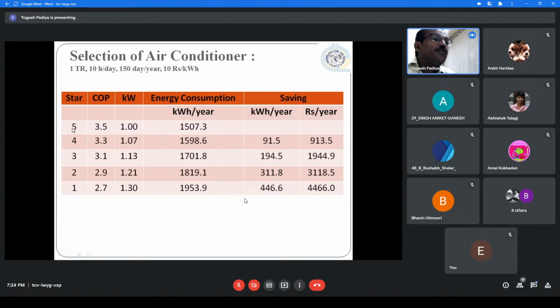Now let us assume you are going to purchase a 1 ton AC, and you know that I am going to use my AC 10 hours per day, and I am not going to use it throughout the year. I am going to use it hardly 150 days in a year, because in winter I don't need my AC, or in any season I may not require AC.